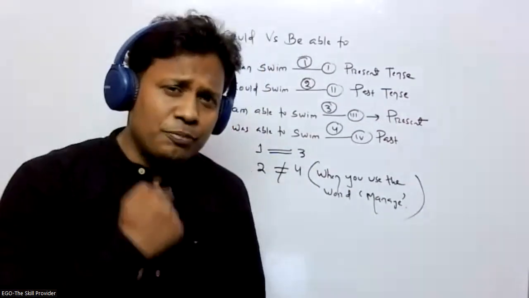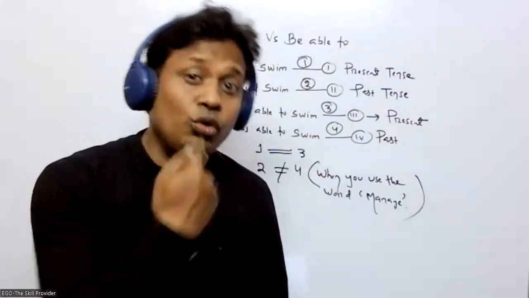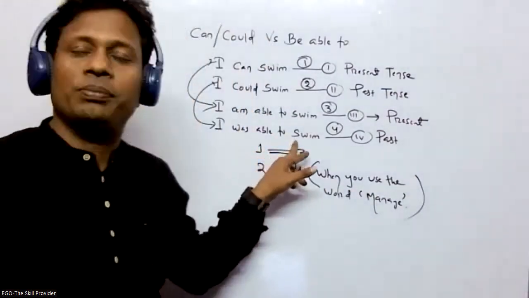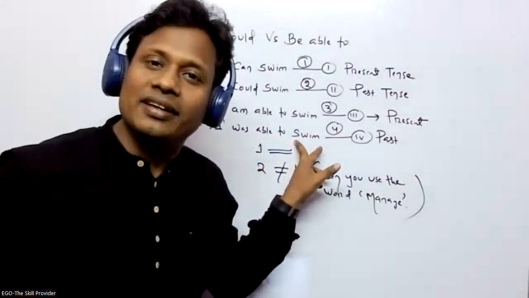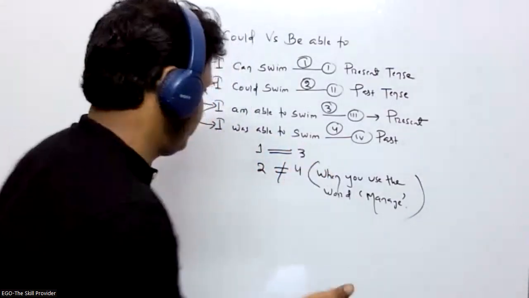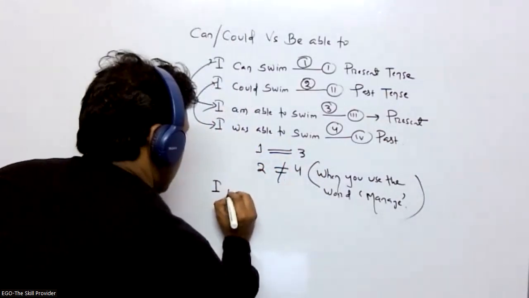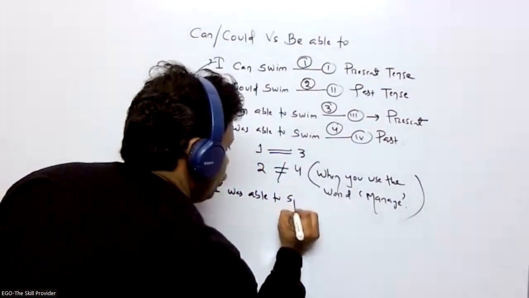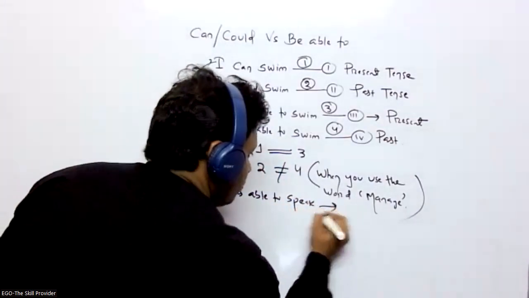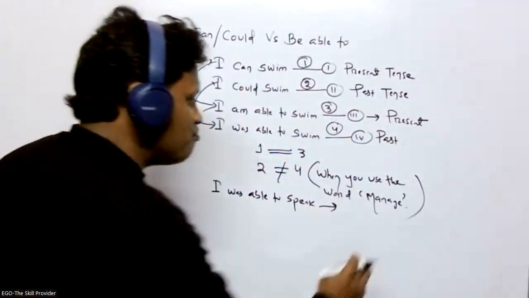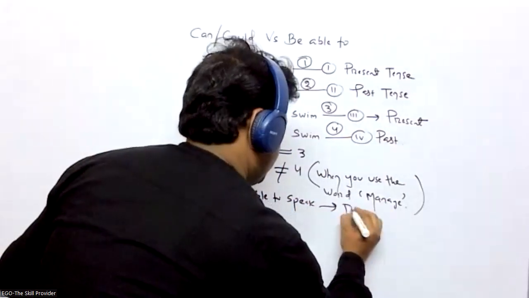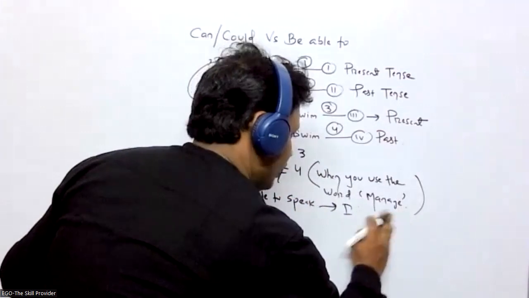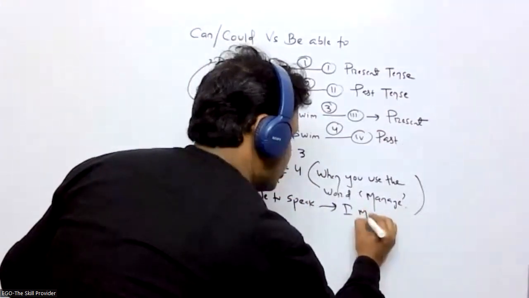No, you managed, and you managed to speak, and that is something called I was able to speak. I was able to speak means I managed to speak. I manage, or I managed. You can use it in the past tense.